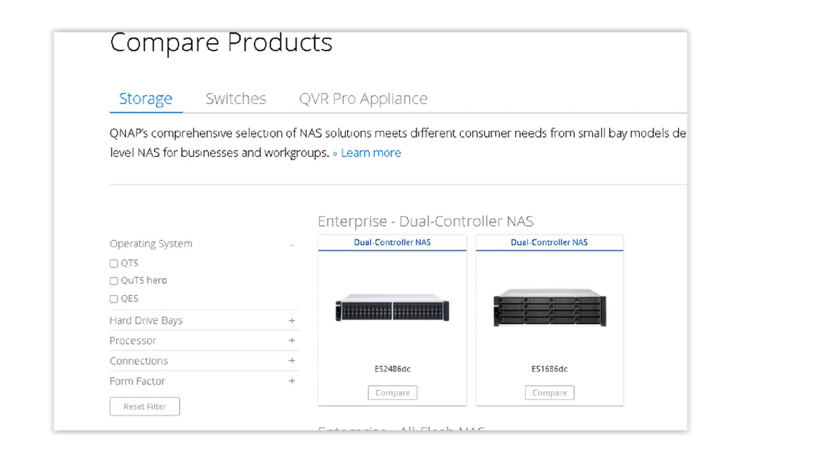QNAP's website lets you choose a NAS on a few vital parameters like the operating system, number of bays, and processors and everything. In case you need help in choosing a NAS or designing a solution for you, you can always come back to us as well, and we'll definitely help you.